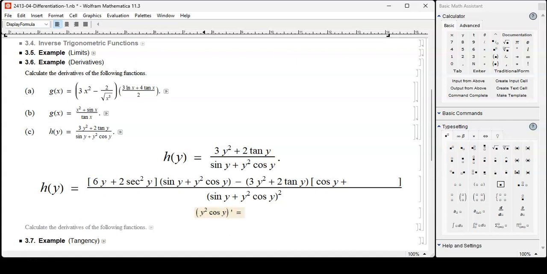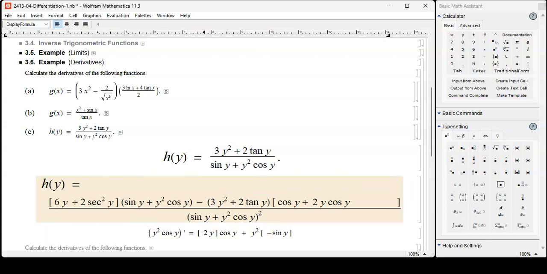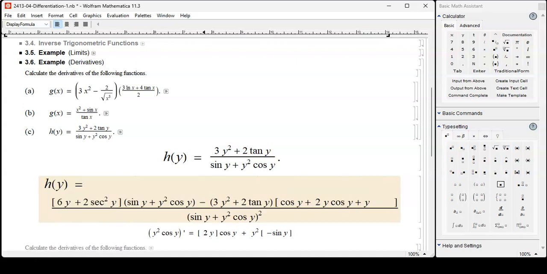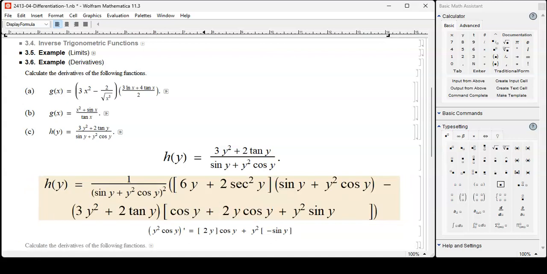Let's calculate this. Derivative of first function times second function plus first function times the derivative of the second function. So this is derivative of first function, 2y, and this one here is the derivative of second function, negative sine of y. See that? That has to go here. So that's 2y cosine of y plus y squared, negative sine of y. So let me put negative here.